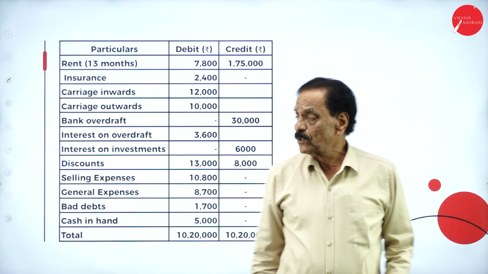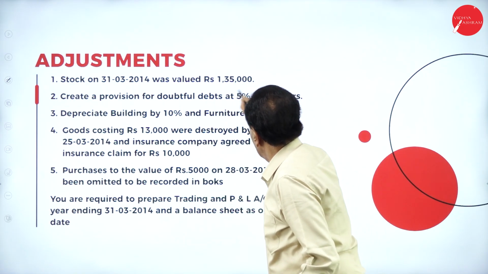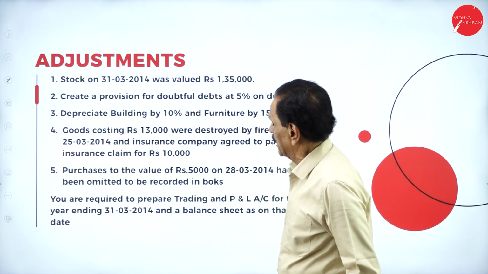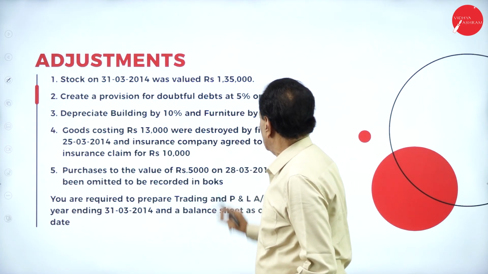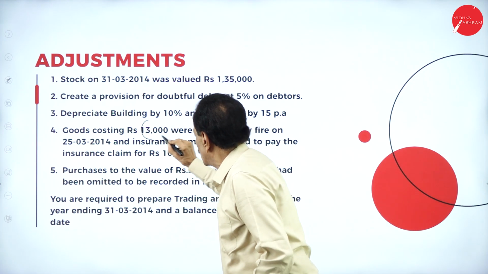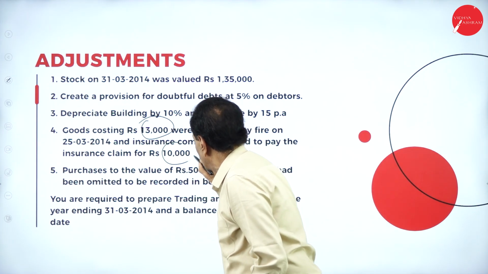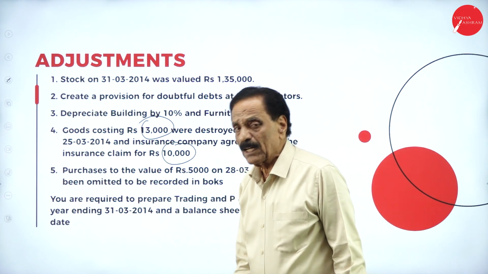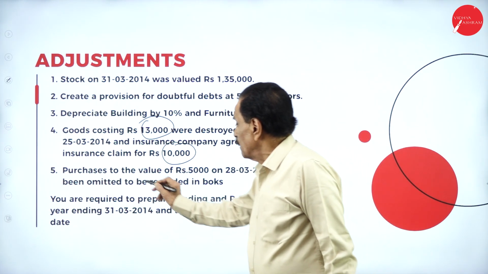We'll move on. Closing stock 1,35,000. Create new RBD 5% on debtors. Depreciation on building at 10%, on furniture 15%. Stock destroyed is 13,000. How much you receive? 10,000. How much you could not receive? 3,000 will appear on the debit side of profit and loss account.